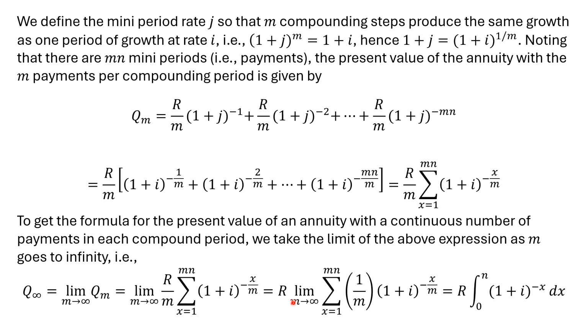Then I factored out the r, since that doesn't involve an x, so we can factor that out of the limit. And we have this here. And this is basically the Riemann sum for this function, (1 plus i) to the minus x between 0 and n. This is basically the definition of an integral in calculus. It would be this here.